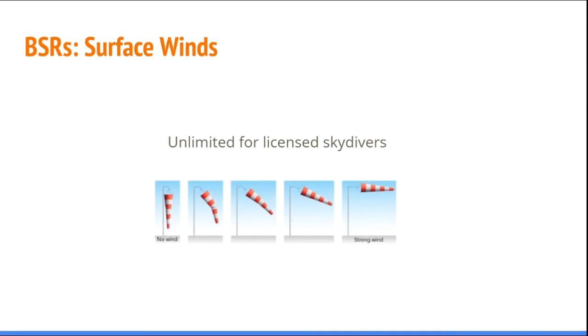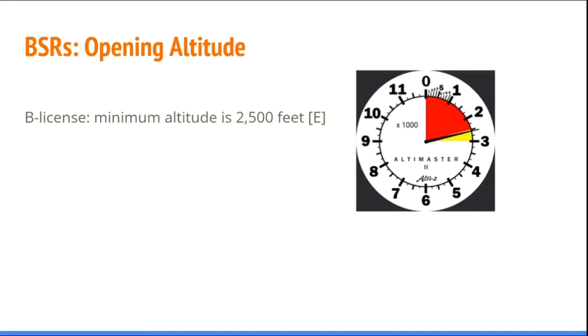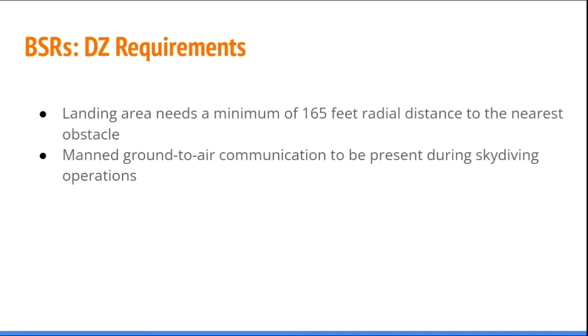For surface winds, they are unlimited for any licensed skydiver. But that doesn't mean that a DZ can't go about implementing their own rule for what they consider to be safe for certain licenses. For example, maybe it's a really windy day and you hear that a decision's been made that manifest is only open for C-licensed skydivers or higher. For opening altitude with a B license, you have a minimum altitude of 2,500 feet.